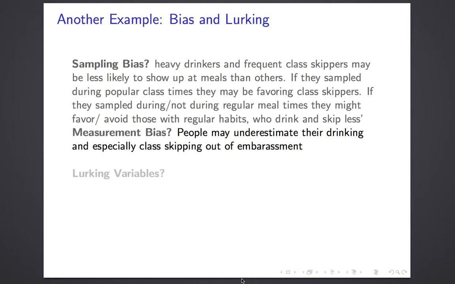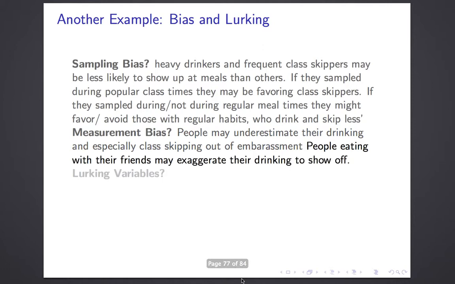Measurement bias is actually pretty straightforward. It is safe to guess that people might underestimate both their drinking and their class skipping out of embarrassment. On the other hand, it's also plausible that people who are hanging out with their friends at Broome might exaggerate how much they drink as a kind of showing off. Both are plausible. Both may very well be in effect. Who knows which one is stronger?